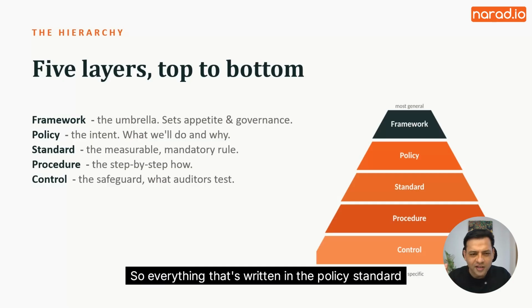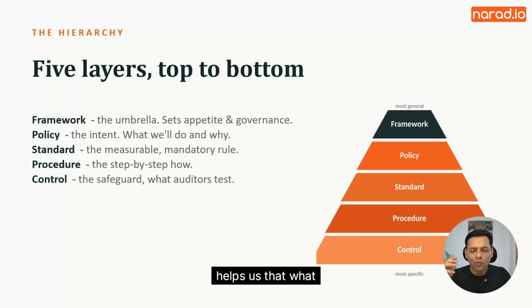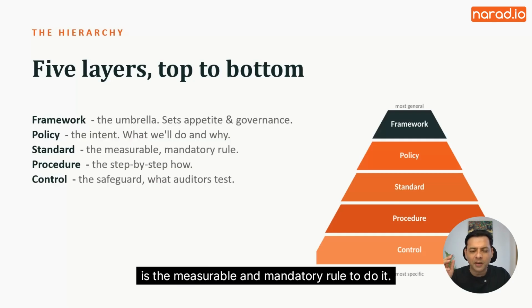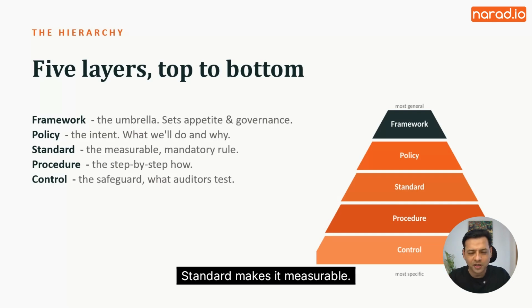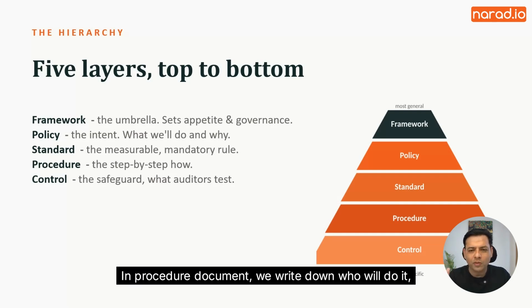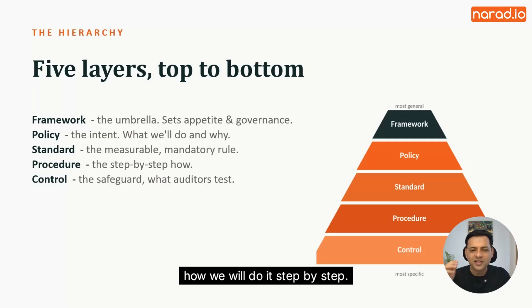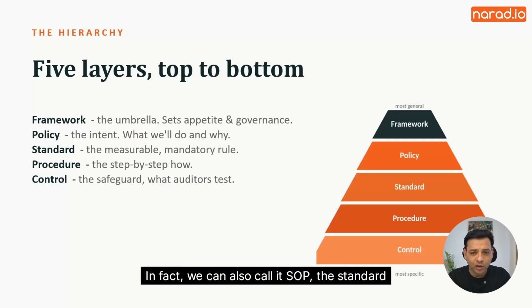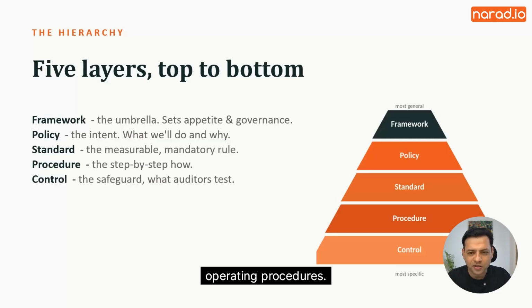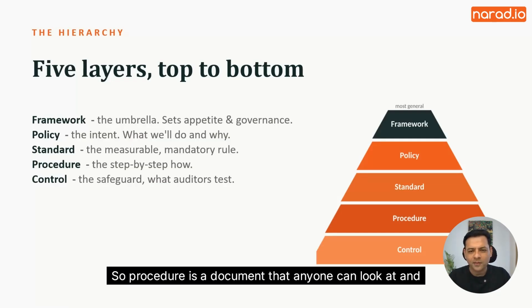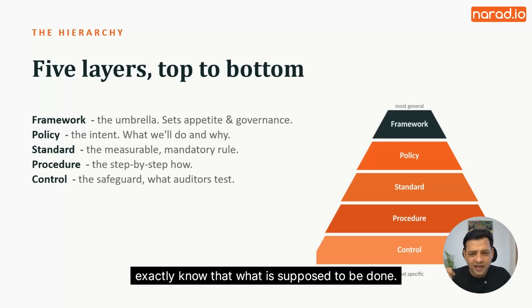So everything that's written in the policy, the standard tells us what is the measurable and mandatory rule to do it. Okay. So policy decides what needs to be done. Standard makes it measurable. In the procedure document, we write down who will do it, how we will do it, step by step. In fact, we can also call it SOP, the standard operating procedure. So a procedure is a document that anyone can look at and exactly know what is supposed to be done.